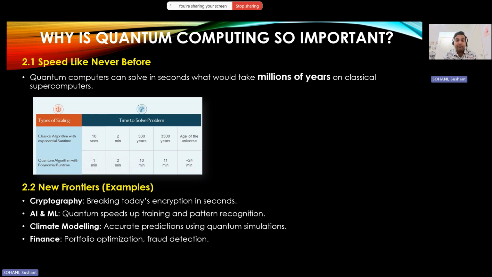So which are the new frontiers? Example, cryptography. Cryptography means that communication happens in the backend in a coded language. The person sending the data modifies it into that coded language, and the receiver at the other end is the only one who can understand it.